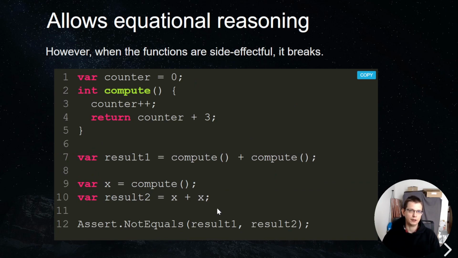However, when the functions are side effectful, when they aren't pure, this equational reasoning breaks down. If you have this compute and you do a side effect here, then if you invoke this function twice, this counter will be increased twice, and you will have a different result than if you just invoke it once and then do this addition on x twice. So this and this become not equal, because the compute function is not pure.